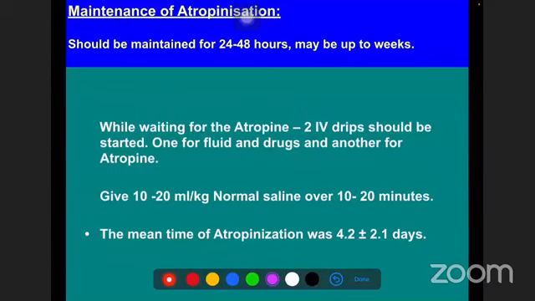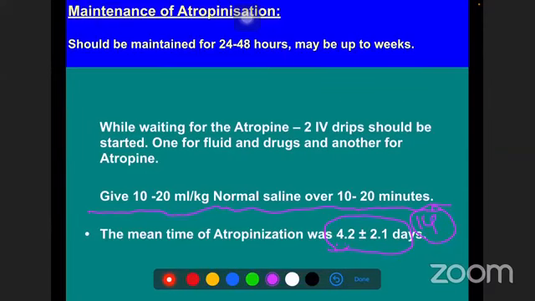Next, maintenance of atropinization. What we will do is keep normal saline 10 to 20 ml per kg over 10 to 20 minutes. How long will we continue atropinization? It is said that atropinization is needed for 4.22 plus minus 2.1 days. Some need more than this; in many it may be up to 14 days. But the mean duration is 4.22 plus minus 2.1 days.